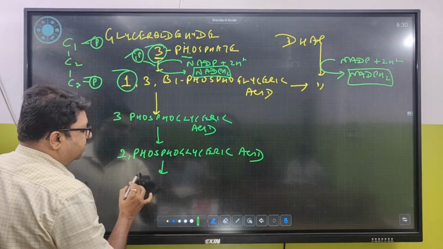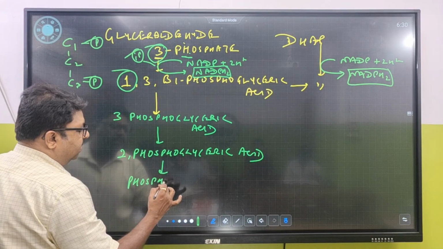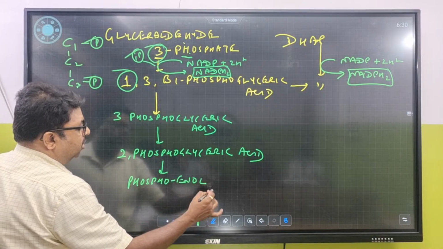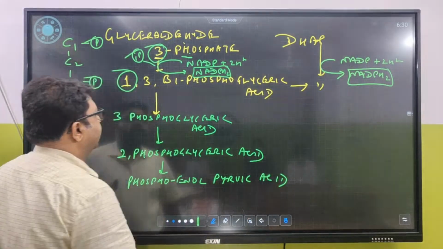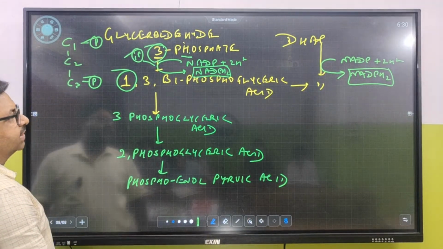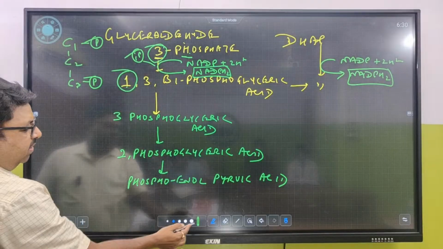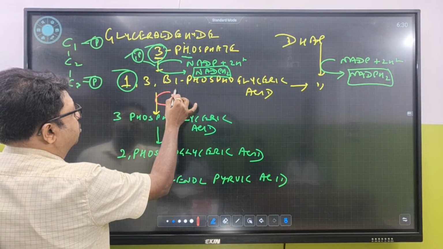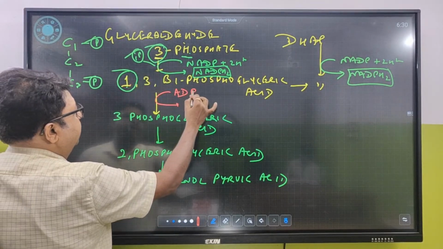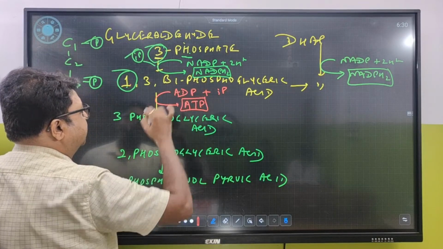And from 2 phosphoglyceric acid will form phosphoenol pyruvic acid. Phosphoenol pyruvic acid. So what has happened? From one position, one phosphate has gone off. Where will that phosphate go? Who will read it? The phosphate which goes off binds with ADP to form what? ATP directly. Adrian will tell me.